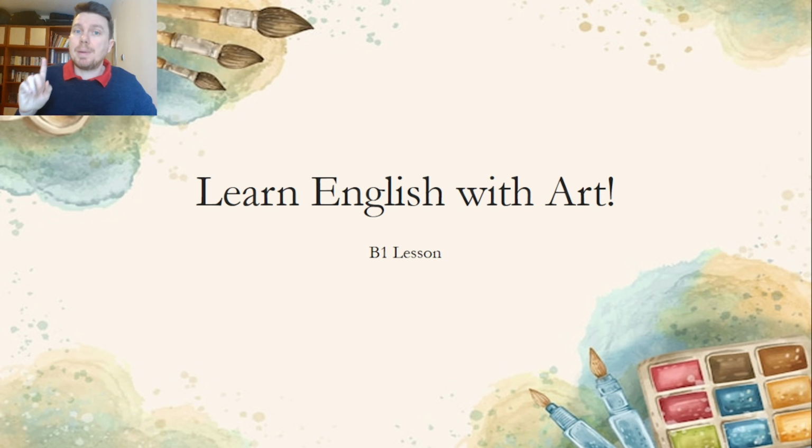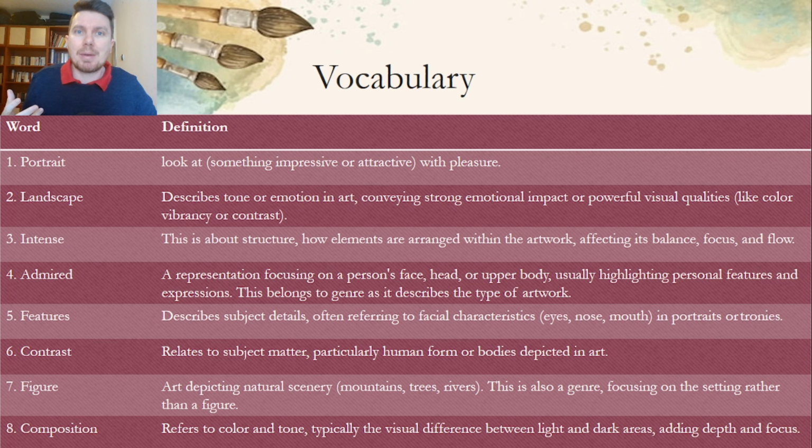Today we're going to do a B1 lesson and we're going to learn English with art. We're going to start off with some vocabulary to do with art, so when we look at the artistic pieces a bit later and do the reading, we can understand everything clearly. If you'd like to do the exercise now, you can pause the video. If not, we're going to go straight into the answers.